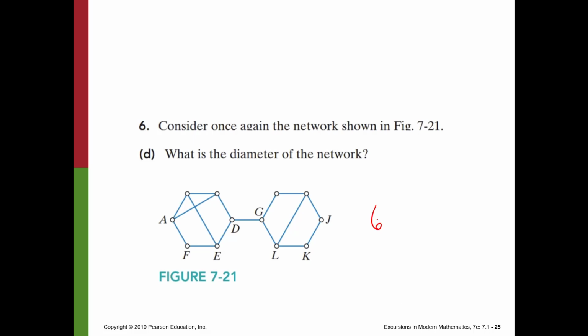We saw that B and J were 6, 1, 2, 3, 4, 5, 6. And so then we couldn't get any bigger than that. So the degree of separation was 6, so the diameter, that's the biggest one, so that's the diameter.